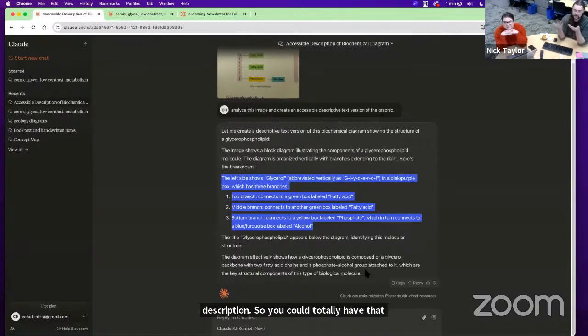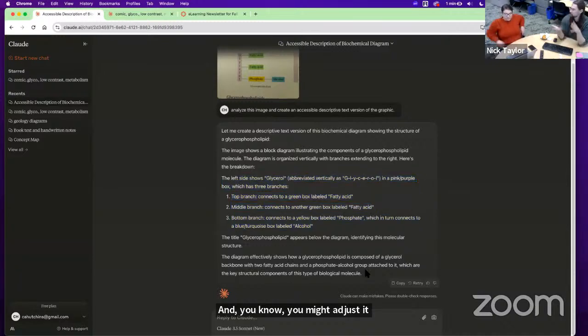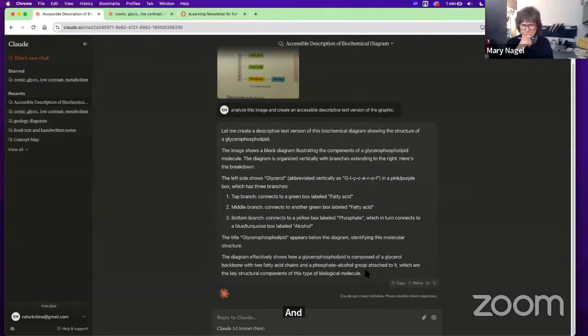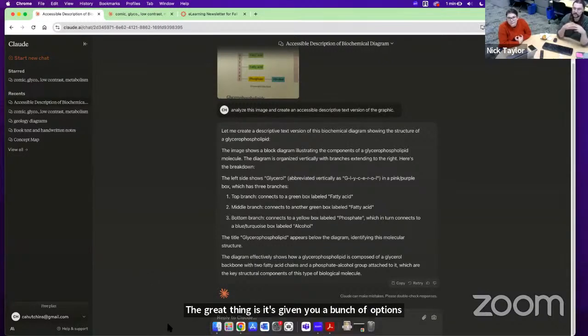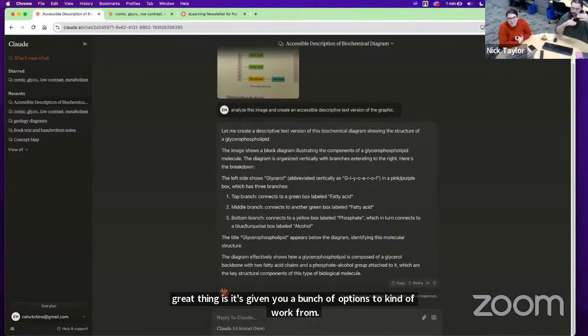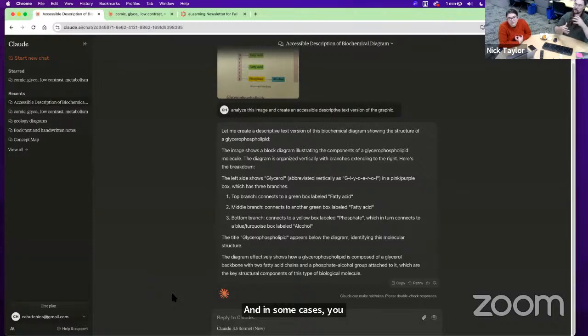And you might adjust it to be more accurate or to, maybe there's something a student might commonly kind of get messed up on. But the great thing is it's giving you a bunch of options to kind of work from. And in some cases you might end up, I've got all this description. Maybe it doesn't even end up being alt text. Your alt text is just that this is a decorative figure, then see the figure description, and then you put all of this in line, but it gives you everything, which is awesome.